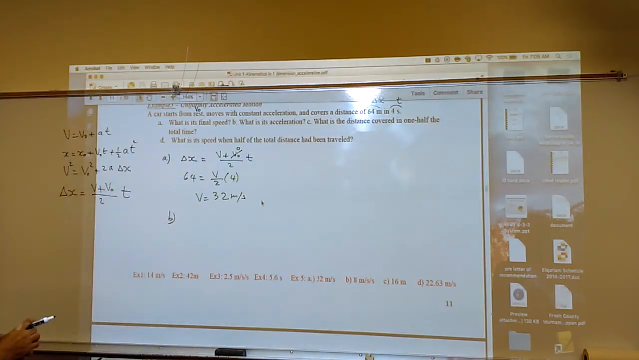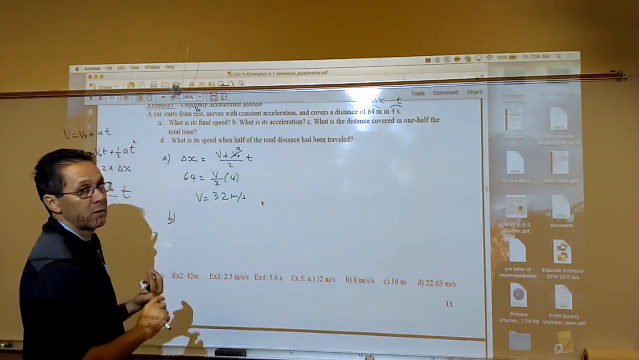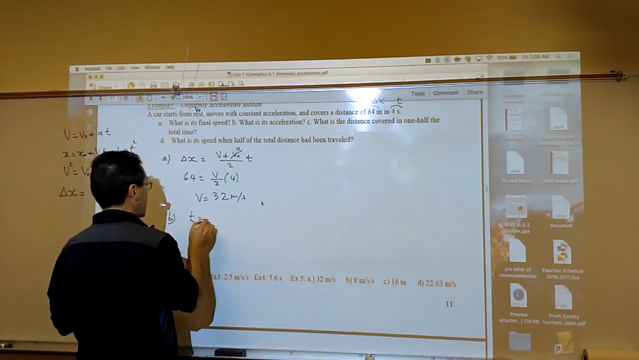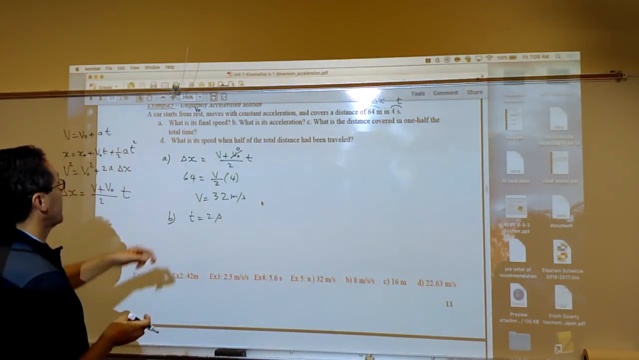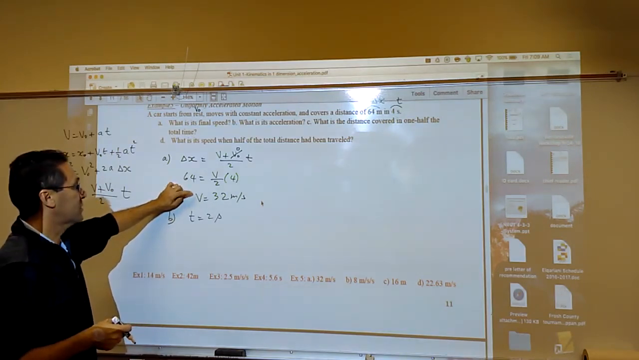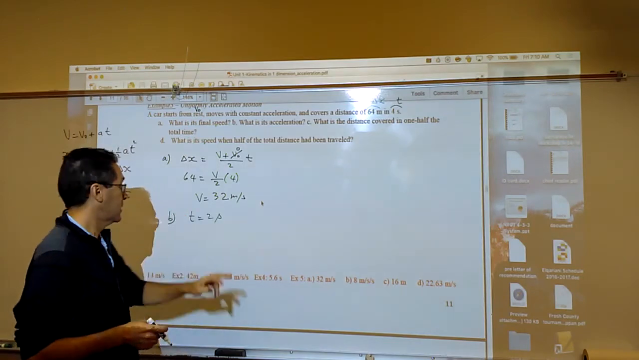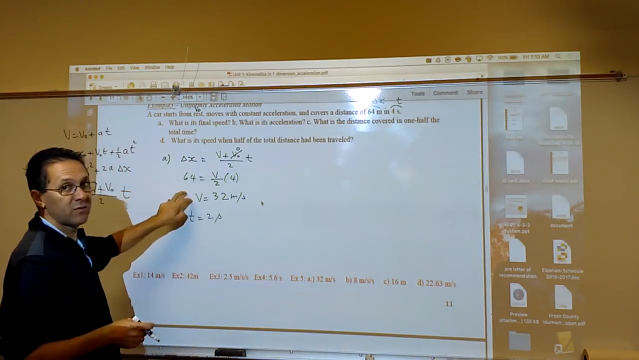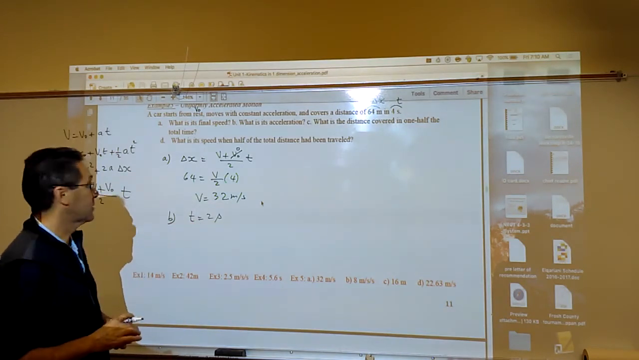For part b, what is the distance covered in half the total time? So we say it's not 32, right? It should be less than 32. Now my time is no longer 4 seconds, but 2 seconds. You have to be careful. I cannot use this number. This is my velocity after 4 seconds. Common mistake: after 4 seconds, I'm going this fast, so I cannot use that after 2 seconds.